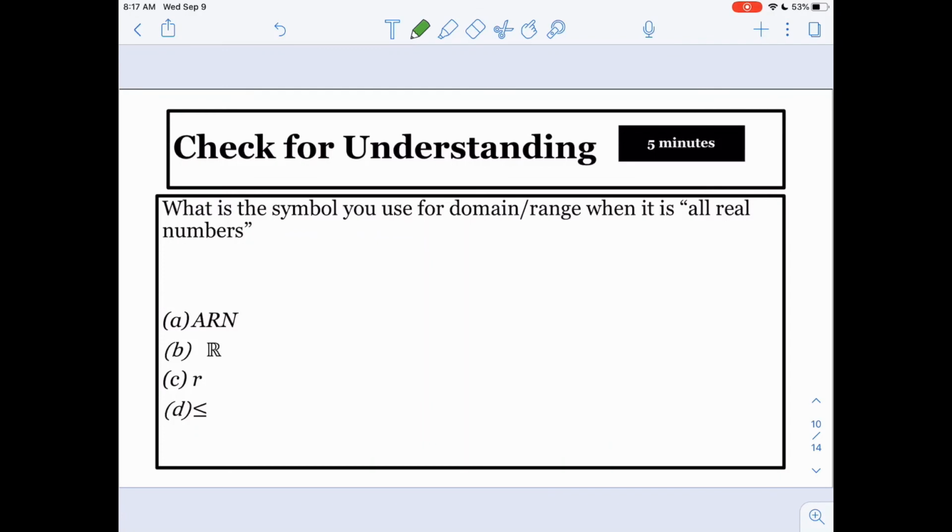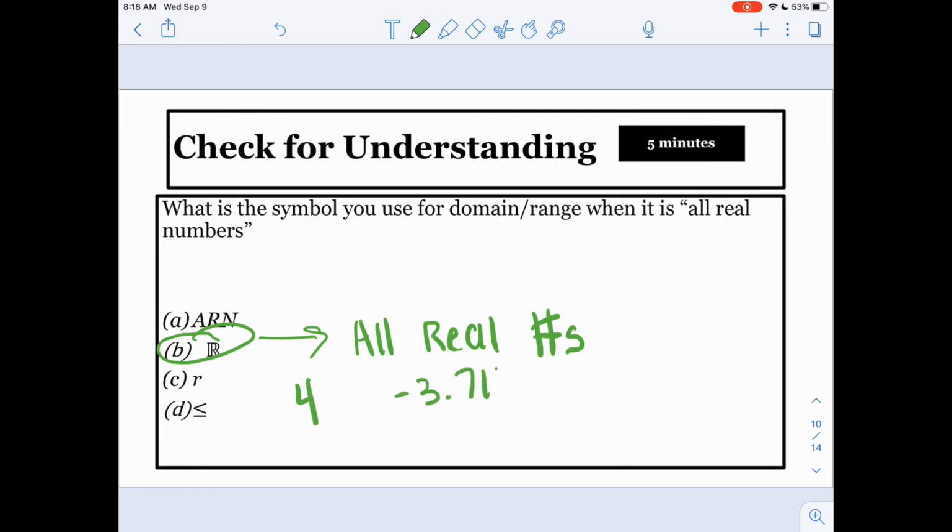Let's check for understanding. What is the symbol you use for domain or range when it is all real numbers? Pause the video here for 30 seconds. We should have picked B. That symbol means all real numbers. You can pretty much plug in any number you could think of into that function, whether it's a whole number, a weird decimal, or an elaborate fraction.